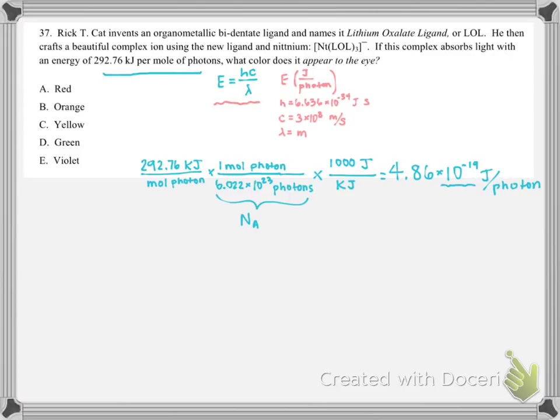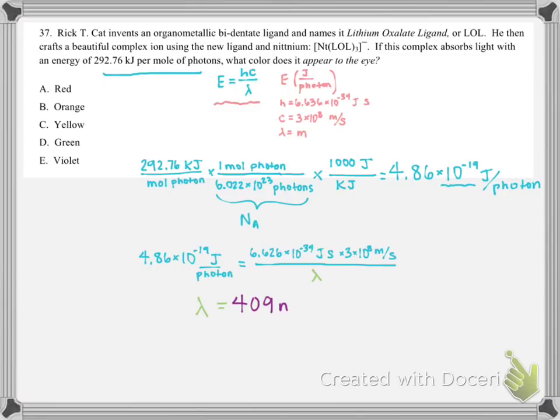Okay, so we have our energy for a single photon, so we can put that into our E equals hc over lambda equation. We end up with this setup where we have our energy equal to Planck's constant times the speed of light divided by the wavelength, which is what we care about, because we can then relate that to color. And when you solve this, you get that lambda is equal to 409 nanometers.